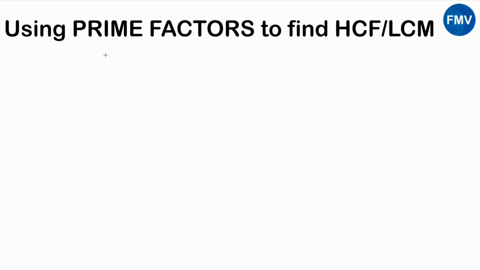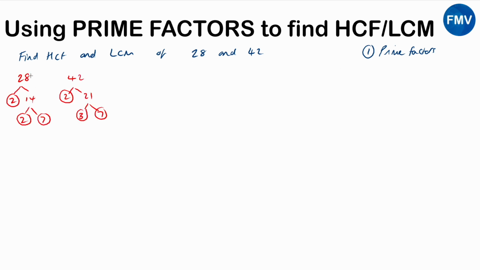So what about using prime factors to find the highest common factor and the lowest common multiple? This is where we use a Venn diagram. So let's get a question for this. We're going to find the highest common factor and the lowest common multiple. Now you can use this method to find one or both, so it's one method for both, of 28 and 42. So in this case, step 1 is to find the prime factors of each number. Let's do that here. Okay, so the prime factors of 28 are 2, 2, and 7, and the prime factors of 42 are 2, 3, and 7.